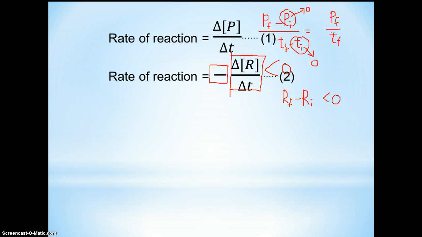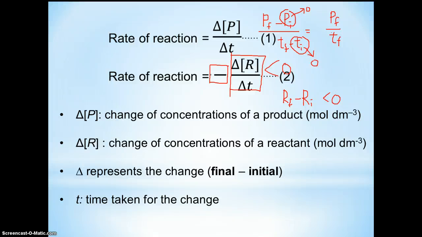But what is the meaning of the rate of reaction being less than 0? Well, it does not make sense. So we have to add a negative sign to reverse the overall sign. Here comes a summary of what I've mentioned. The delta P here means the change of concentration of a product in a unit of mole per dm cube. Change of reactant is also the change of concentration of the reactant in mole per dm cube.